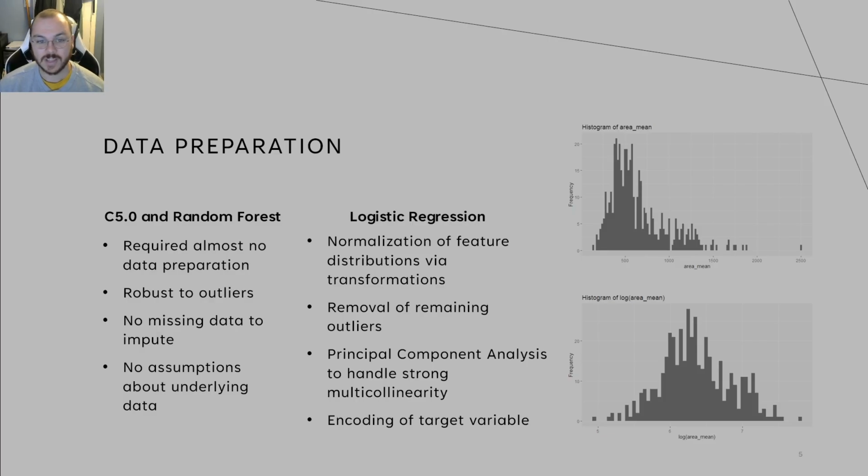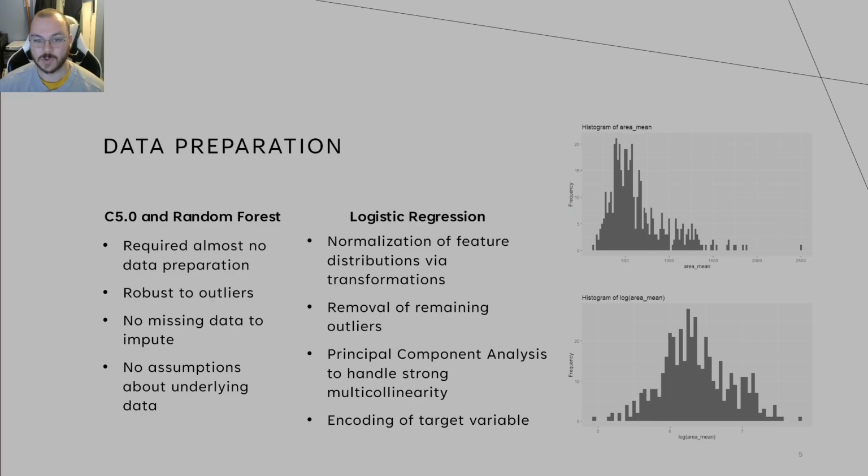The logistic regression, on the other hand, required quite a bit of data preparation. The normalization of the feature distributions is one of the most important parts because that is an assumption of logistic regression models. As you can see with the histograms on the right, the top one is the raw data histogram for area mean, and then the second one is taking the log transform of that feature, which is what I used in the model. Most of the transformations were either log or square root, with only a few features not needing any transformations. A lot of these transformations helped reduce the outliers in the data, which I was very happy about because it's a pretty small data set, so I wanted to retain as much data as possible.